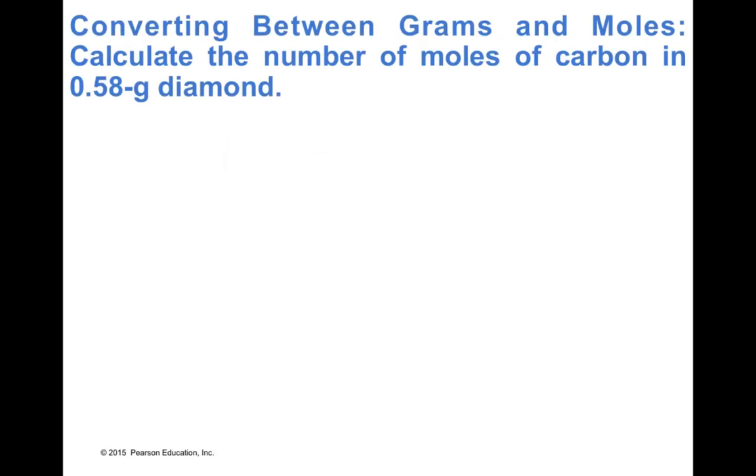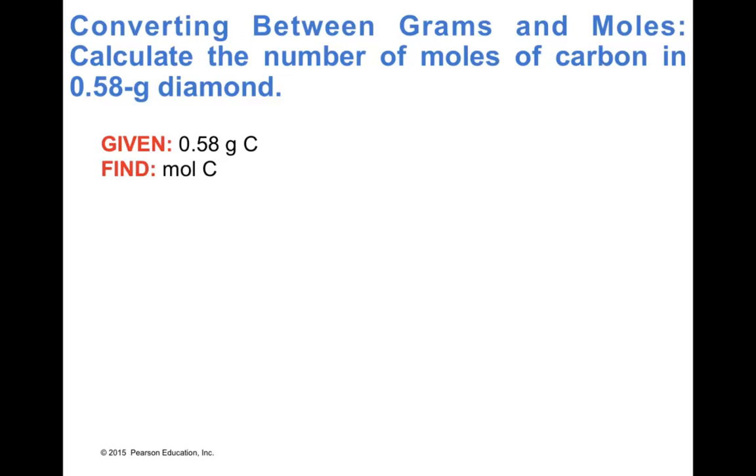So let's convert between grams and moles. For grams and moles, the conversion factor, or definition, that we talked about before is the molar mass. That's the conversion factor that we need to use when we want to go from mass to moles. Remember that the most common unit of mass is grams. So calculate the number of moles of carbon in 0.58 grams of diamond. So what we have as the first information is 0.58 grams of diamond.